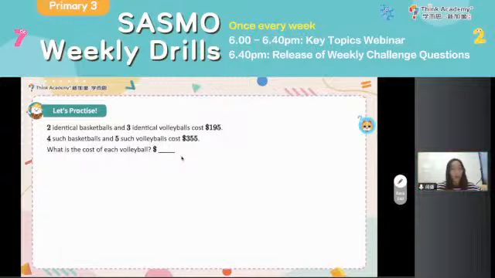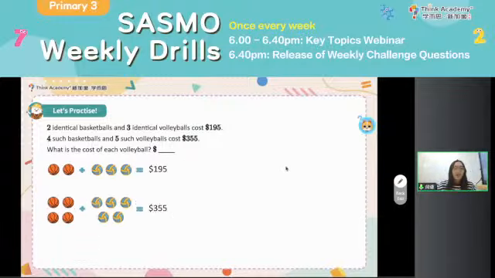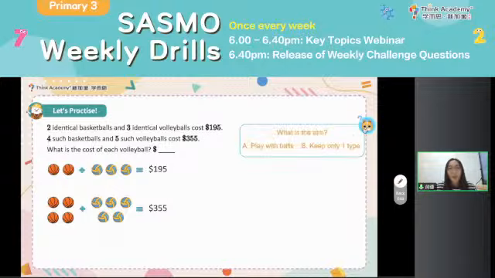How to build the equation? Okay, let me show you. For the first thing, you will get something like this, right? If you just draw it out, you will get the picture like this. And always remember, what is our goal? What is our aim? Do we want to play with balls? No, we want to keep only one type, right?